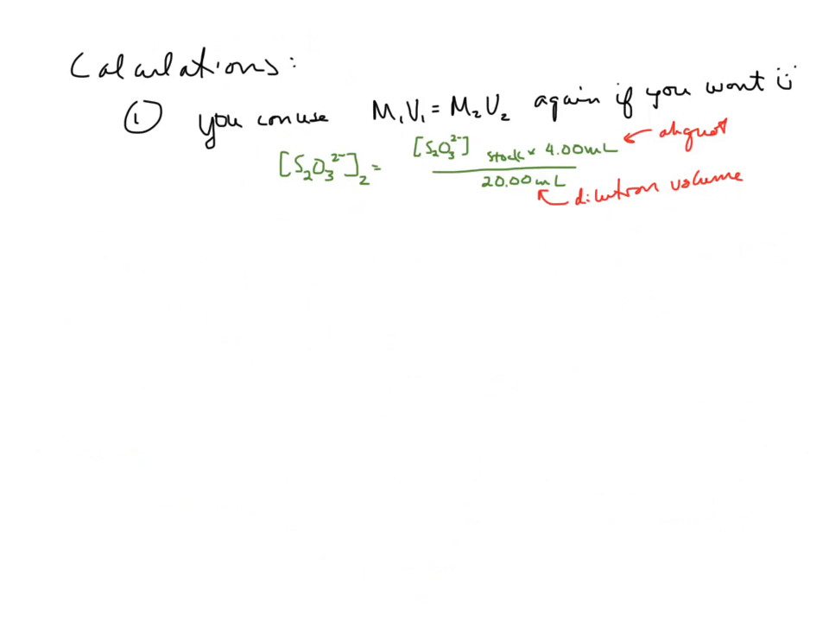So your first calculation is to calculate the thiosulfate. That was the thing, not the reaction of interest, but the thing that's there in limited supply, okay? And you can use M1V1 or C1V1, same thing, is equal to M2V2, okay? You can definitely use that.